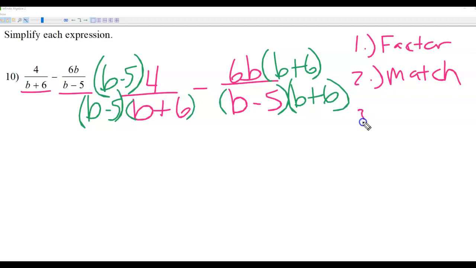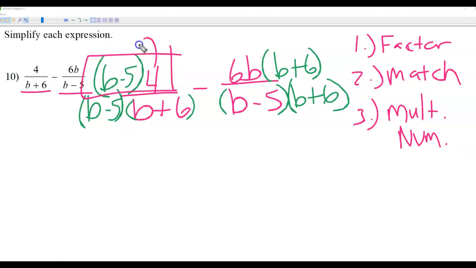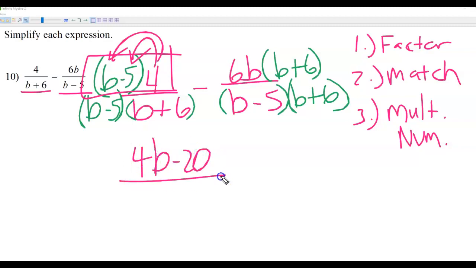All right, the next thing we're going to do is multiply in the numerators. That means the top, right? So I'm going to multiply here. That's a distribution in this case. So that's going to end up being 4b minus 20.